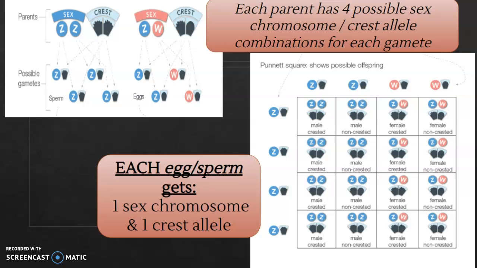Each parent has 4 sex chromosomes for the crest allele. And there are different combinations for each gamete. You're going to see we have male crested, male non-crested, female crested, and female non-crested. Remember, each egg and sperm cell gets 1 sex chromosome and 1 crest.